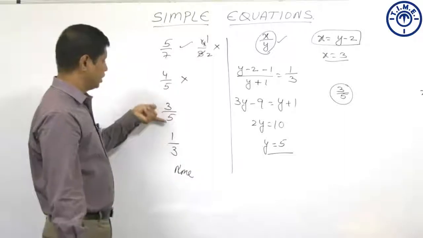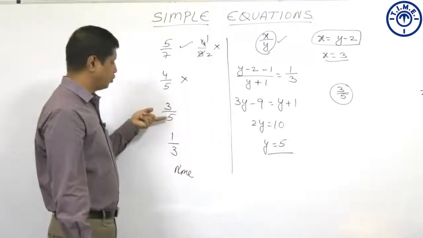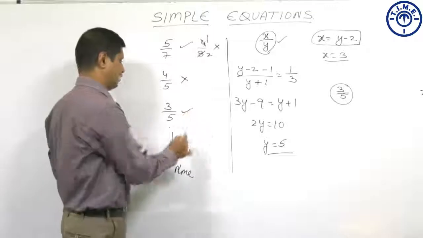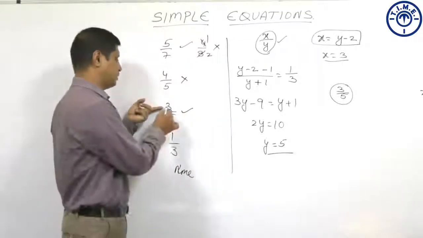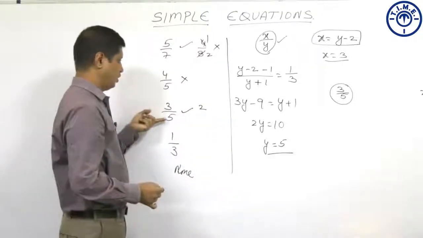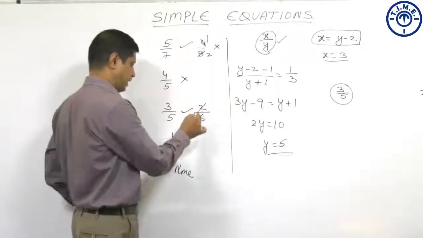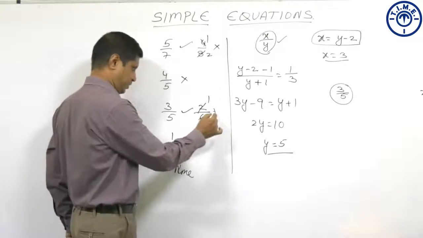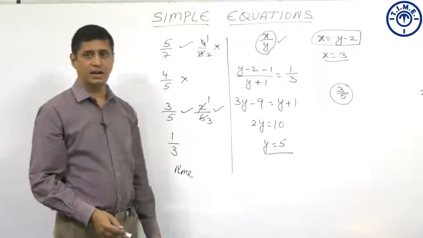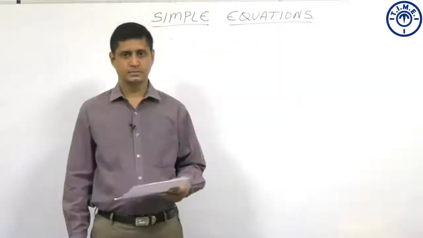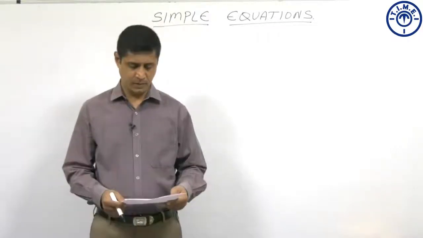Now, look at the third option. The numerator is less than the denominator by 2. Yes, satisfying. When 1 is subtracted from the numerator, results 2. When 1 is added to the denominator, results 6. When you simplify, results 1 by 3. Yes, this is the right option for this question. Now look at the next question.